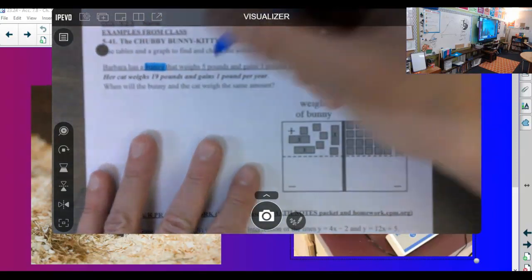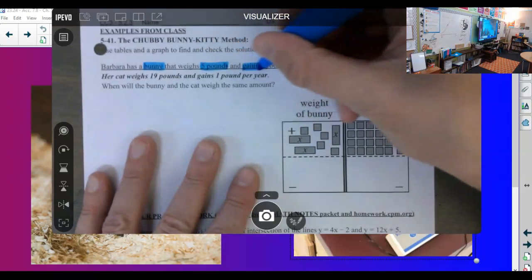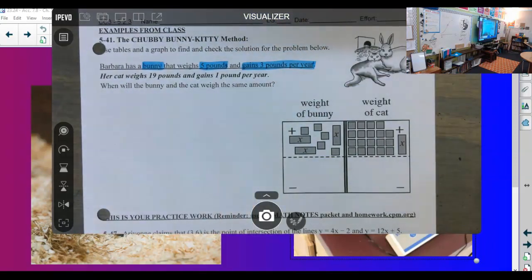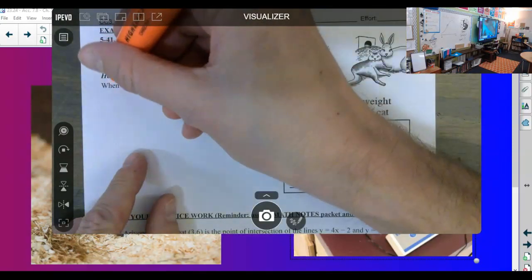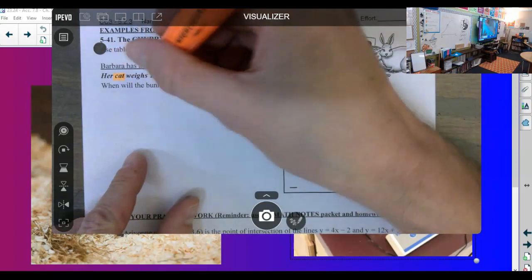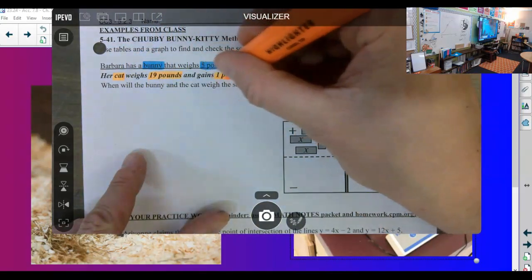Ooh, my bunny starts at 5, gains 3 pounds per year. My cat, and guys, you have every highlighter except for orange in your containers now, because I don't know where all my oranges keep going, but yeah, this is why you don't have orange right now.